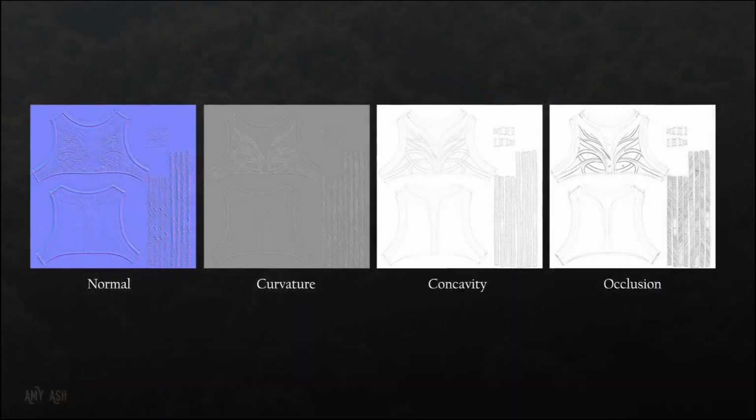Once the sculpt was finished, I baked out normal, curvature, concavity, and occlusion maps in Nomad from the displacement maps. You can bake the maps out in a whole bunch of programs, but I like Nomad because it gives nice clean occlusion maps.